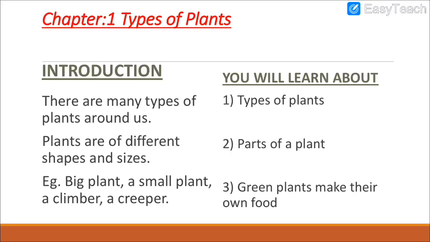In this lesson, what are we going to study and what is this lesson about? Let us look over here. In the introduction it is written, there are many types of plants around us. You can see them at your house, your school ground, any place, gardens, everywhere you see your surroundings, means around the garden, around the house, around the school. What do you see? You see types of plants, you can see trees and you can see many other plants.